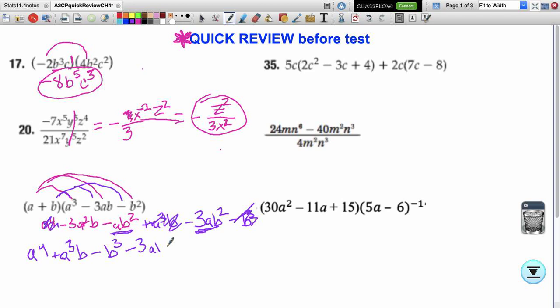Negative 3ab. And then I have negative 1ab squared and negative 3ab squared. So together I have negative 4ab squared. And this is my answer to that multiplication problem.